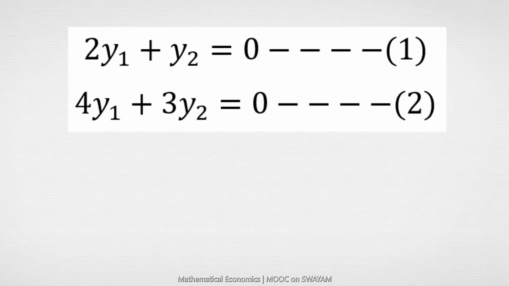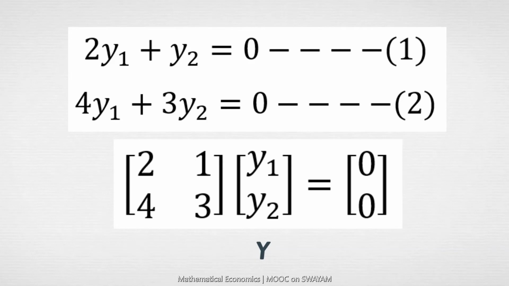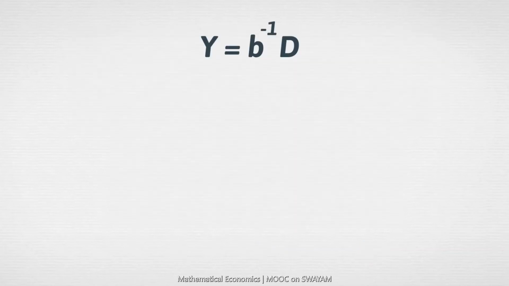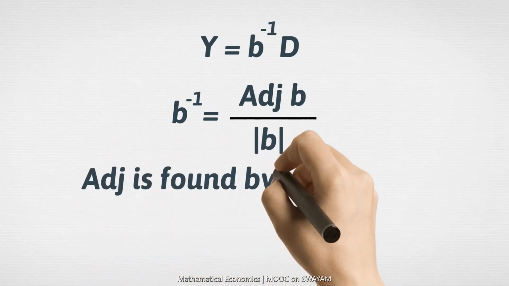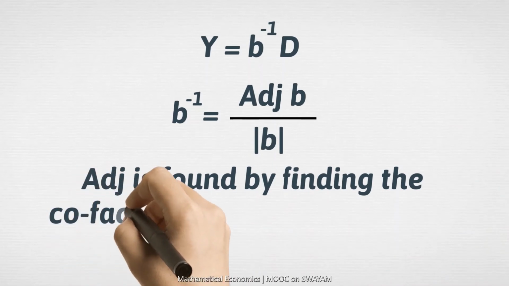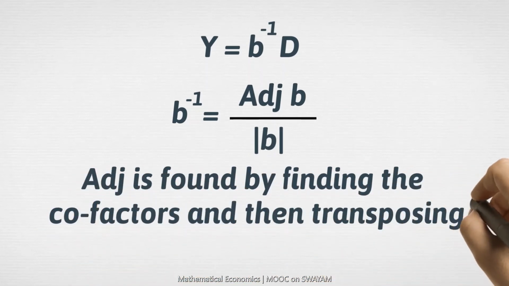Consider the two equations. This is the matrix form. If we denote the vector of variables by y, the matrix of coefficients by b, and the vector of constants by d, then y is equal to b inverse d. B inverse will be equal to the adjoint of b divided by the determinant of b. Recall that the adjoint is found by finding the cofactors and then transposing rows and columns.